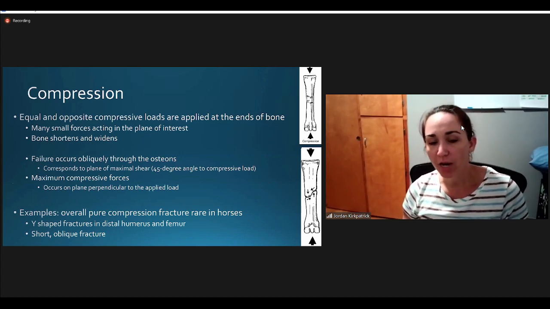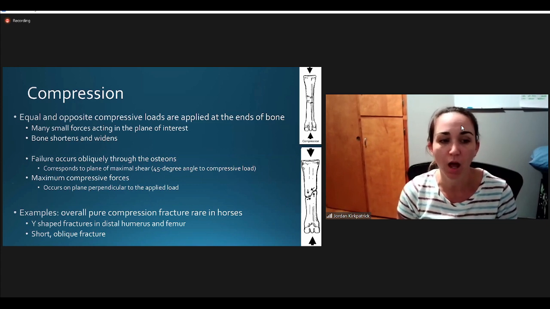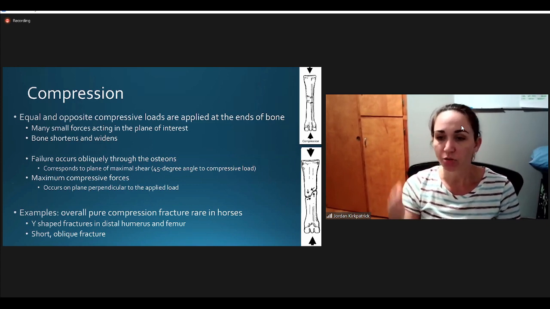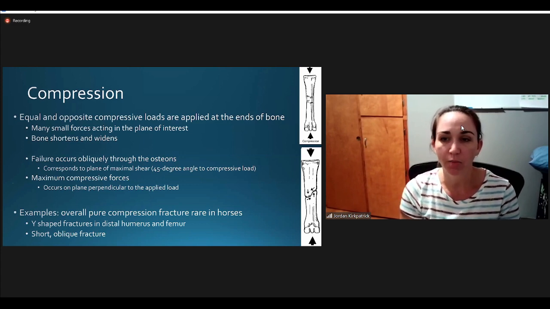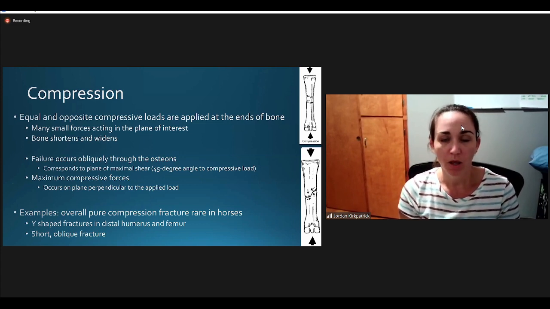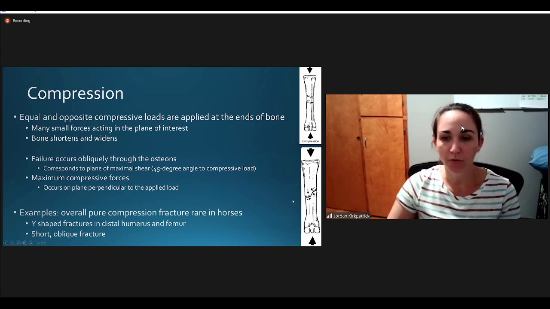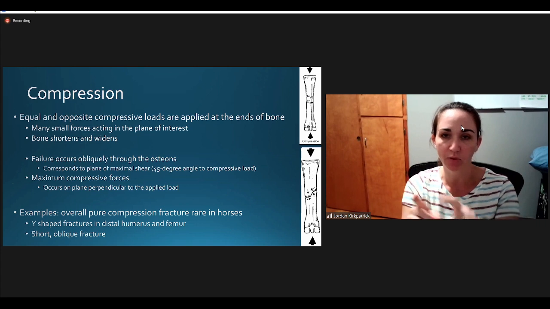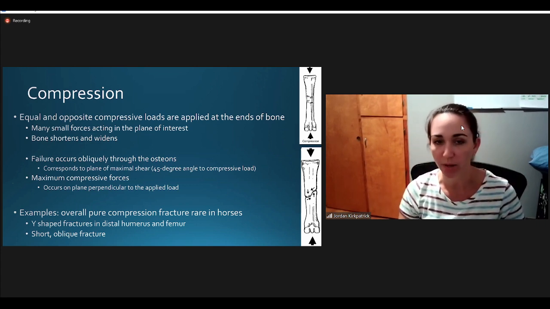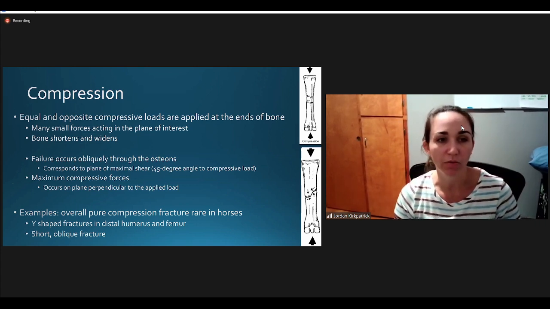Pure compressive fractures are rare in horses. But again, if they do occur, they're usually short oblique fractures. And a lot of times, which we'll talk about in a minute, they start off transverse because they're failing in tension, and then they get to the compressive side of the bone and then make a butterfly fragment, which I have an image of a few slides down.